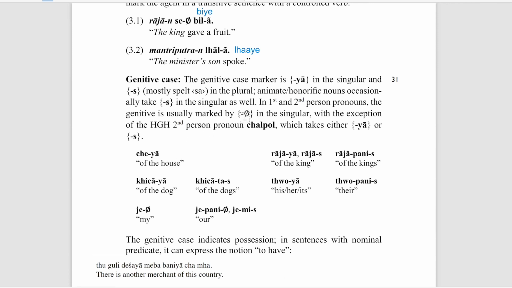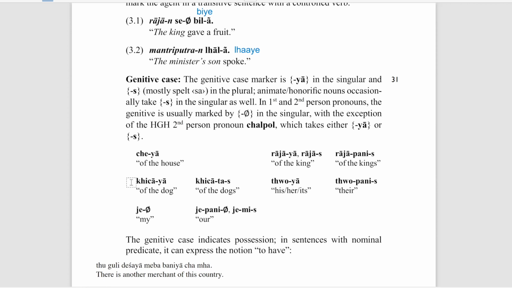So that's mostly in the cases of Rajasa, but actually it's not very common. I see Rajaya more than Rajasa in the reading. So che is house, home. Cheya is of the house, of the home. Kija, the dog. Kijaya, genitive of the dog.